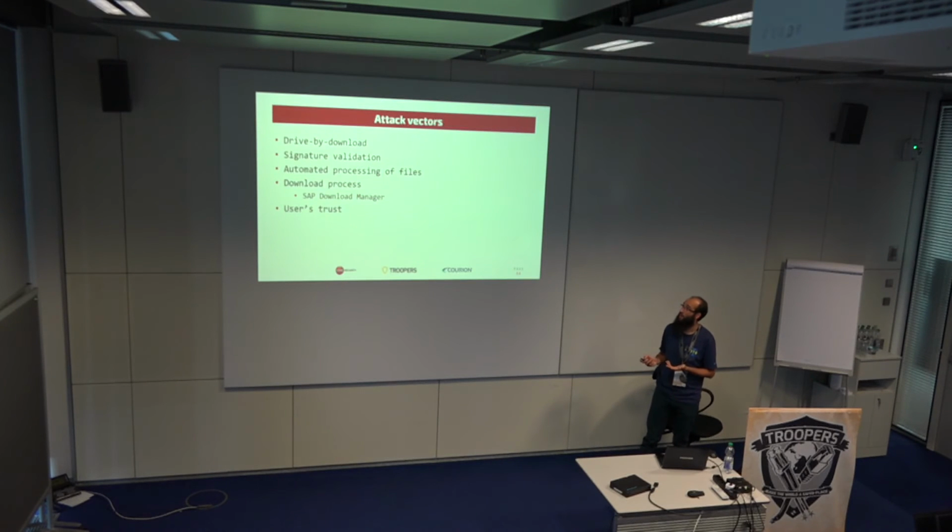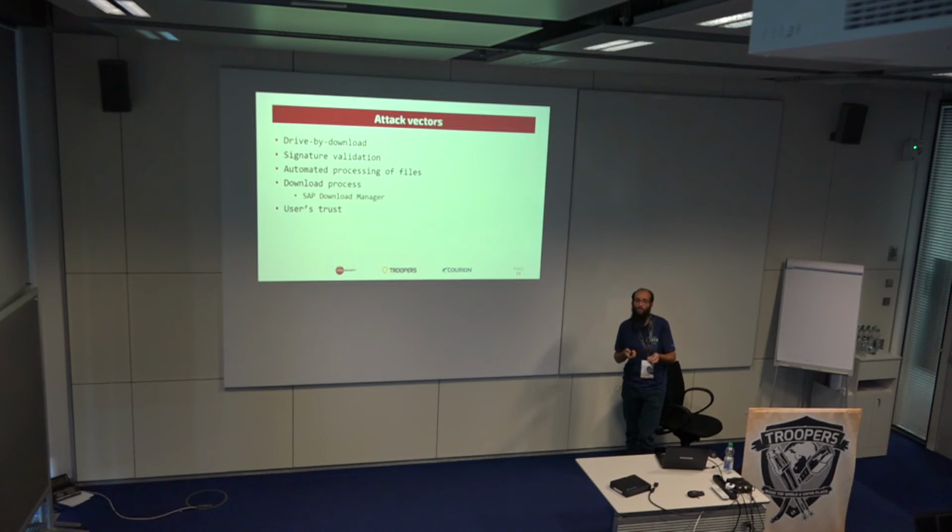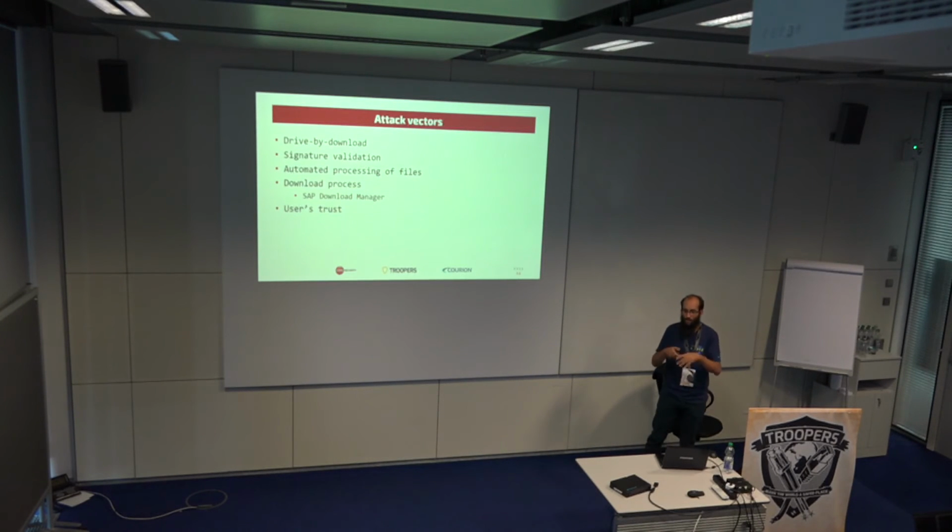Another attack vector would be the download process, for example, using the download manager or just when the user goes to the marketplace and downloads a SAPCAR file. And obviously, all of this is at some point related to user trust. You want a user to trust that the file that you provided by any means is valid and is authentic. So I will show some examples of attack vectors.